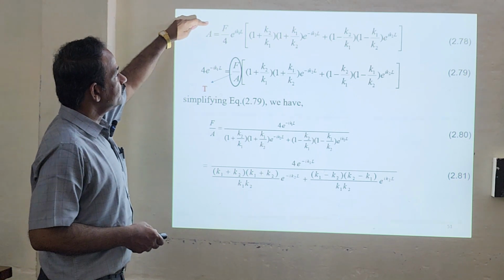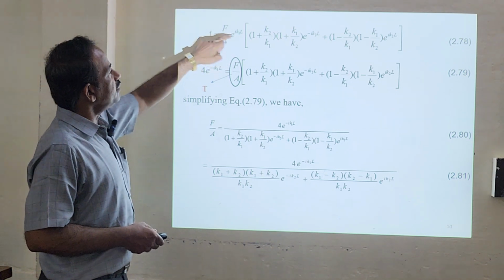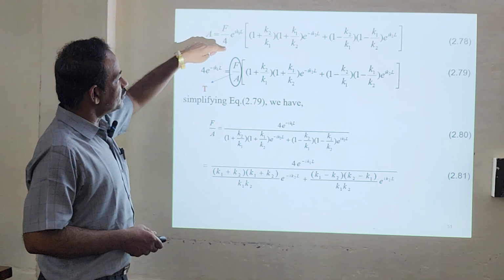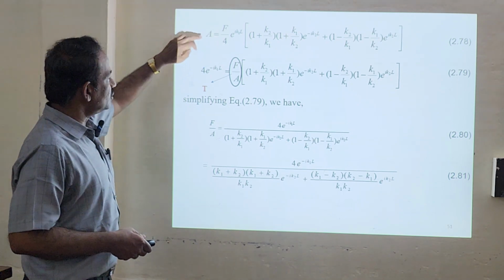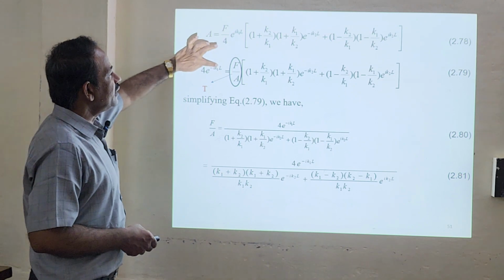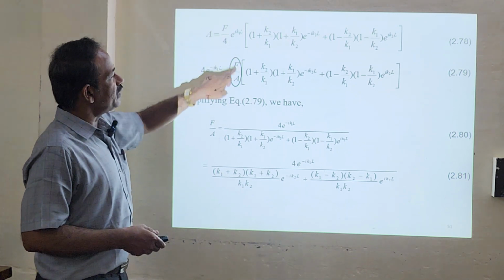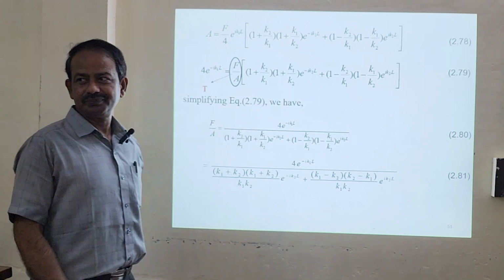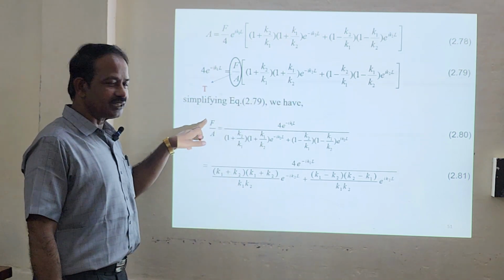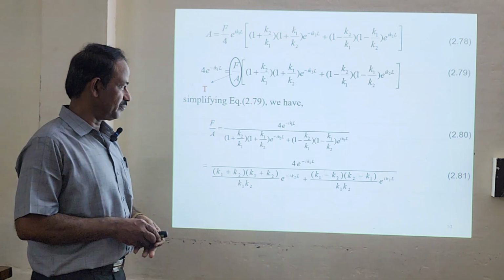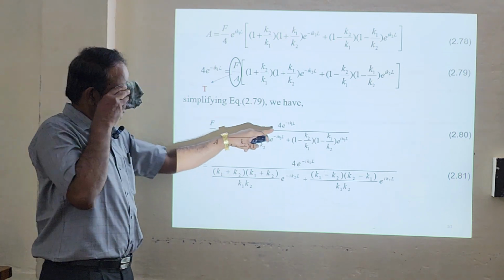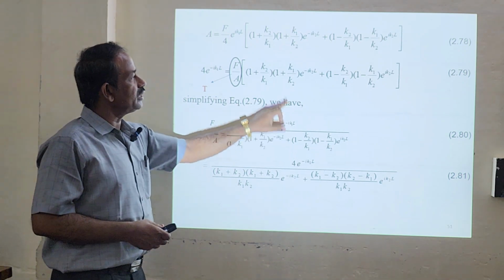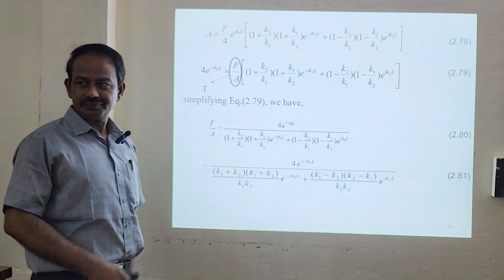Now e power i k1L I can bring to this side, and A I can bring to this side, and 4 also I can bring to this side. So that will give me 4 e power i k1L, which is equal to f by a. F by a is nothing but my transmission coefficient, and the remaining term. So we have calculated now the expression for f by a. So f by a equals 4 e power minus i k1L divided by this term.